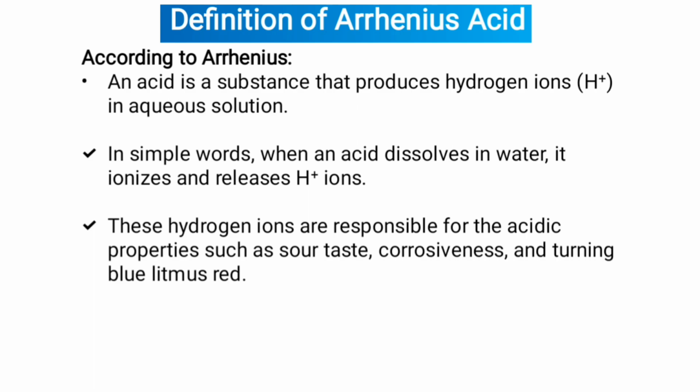Definition of Arrhenius acid. My dear student, according to Arrhenius, an acid is a substance that produces hydrogen ions, H+, in an aqueous solution. In simple words, when an acid dissolves in water, it ionizes and releases H+ ions, hydrogen ions. These hydrogen ions are responsible for the acidic properties such as sour taste, corrosiveness, and turning blue litmus red.